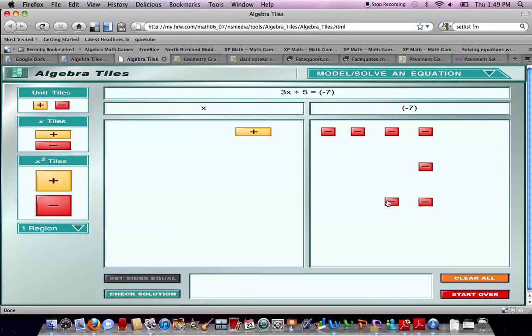Bear with me a second. Whoops, didn't drag that one. Alright, then all of a sudden, I can see that 1x does equal -4. I check my solution, and it says well done. Okay, so that's using algebra tiles. What I want you to do is solve the rest of them that are on page 141.